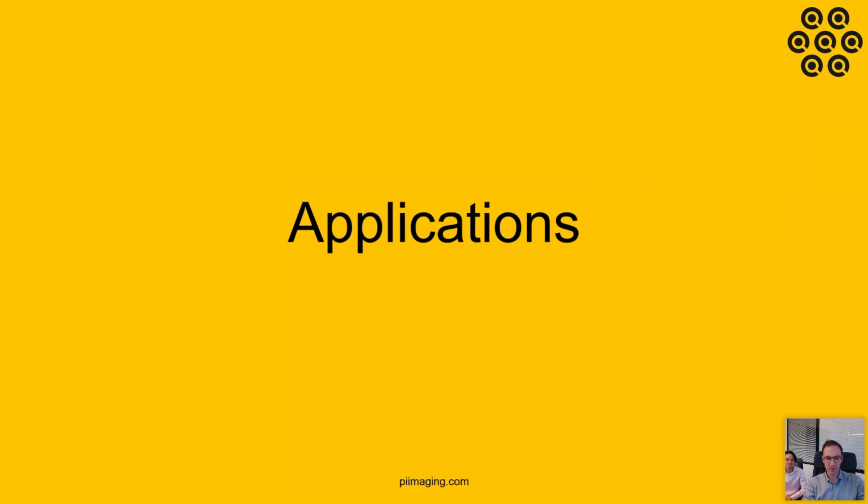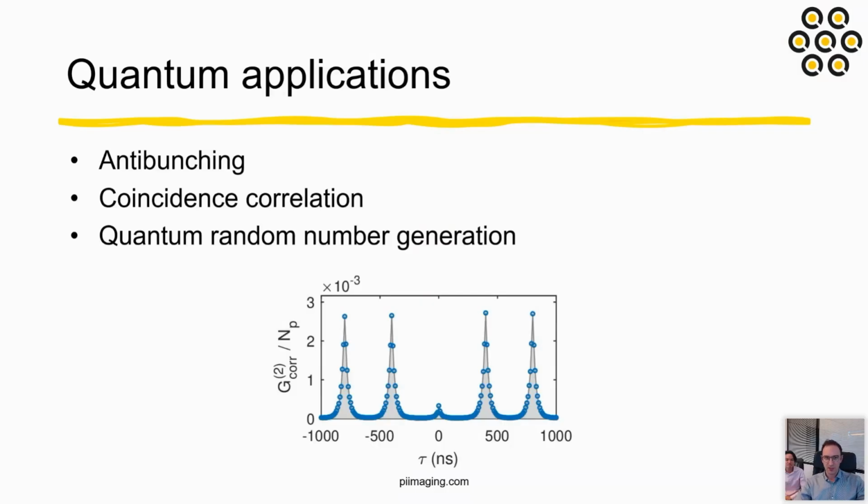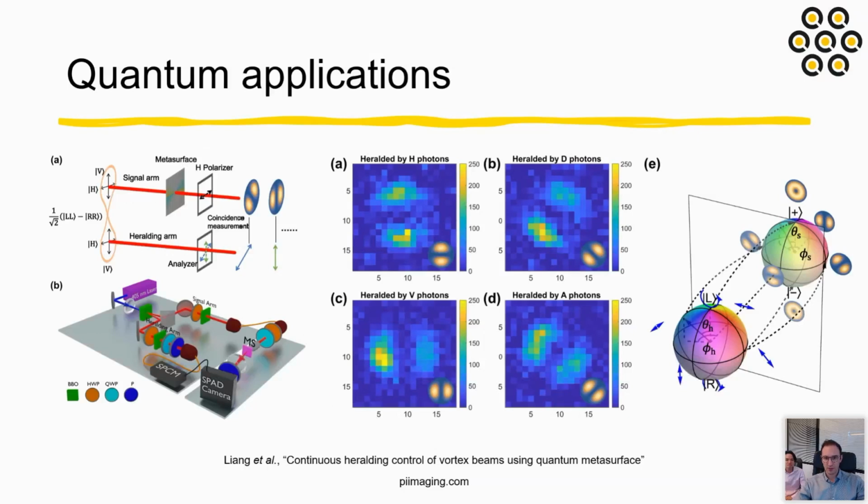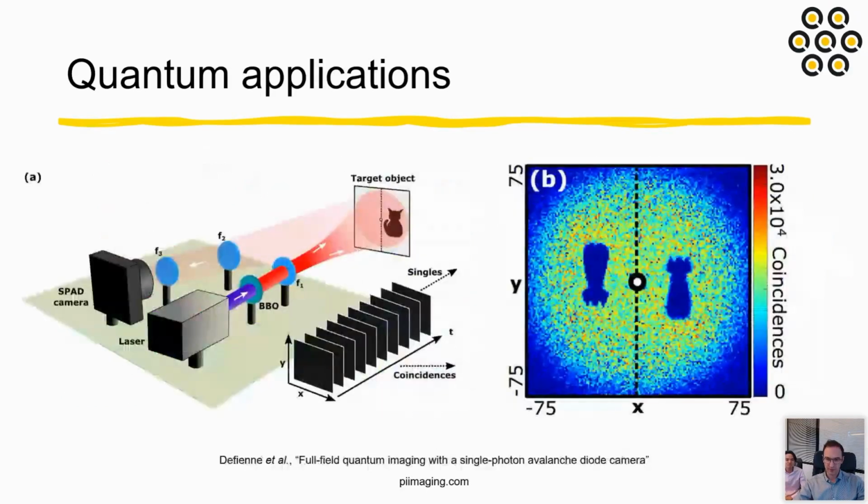Okay, we'll focus now on the applications. I will start with quantum applications, which are, of course, antibunching, coincidence correlation, and as well quantum random number generation. Here I show an example of continuous heralding control of vortex beams using our SPAD image sensor. You can see really nice coincidences. And as well here, this was one of the first full quantum imaging experiments done with high-resolution SPAD image sensors.